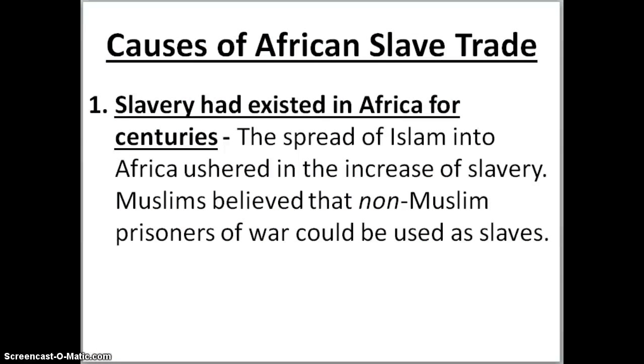So, the causes of the African slave trade, there are a few we're going to discuss. First one being that slavery had existed in Africa for centuries. It did not just happen during this slave trade that you know about. It had already existed. The spread of Islam into Africa ushered in the increase of slavery. Muslims believed that non-Muslim prisoners of war could be used as slaves.